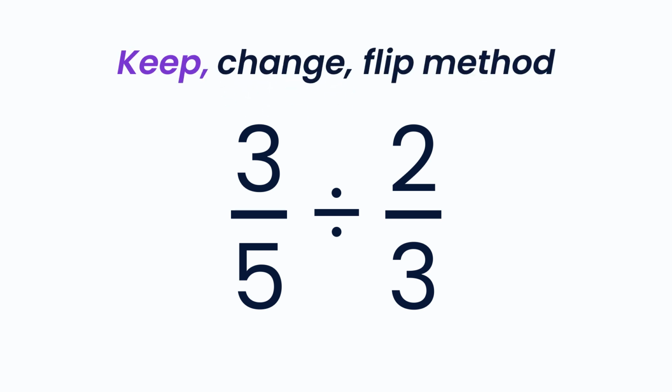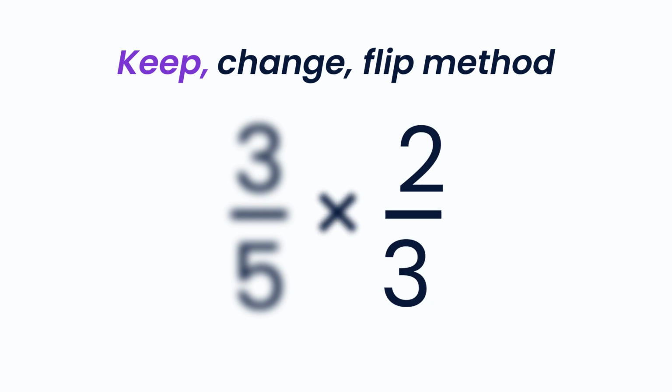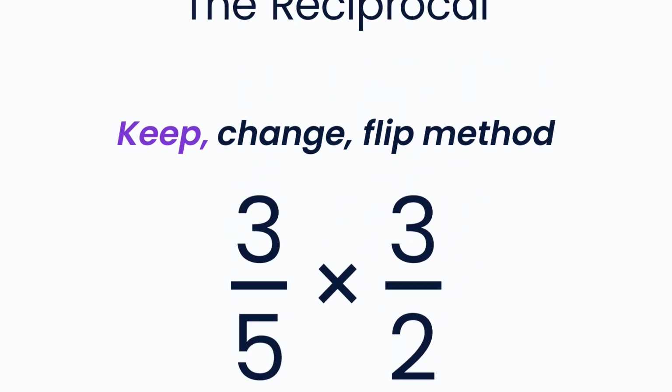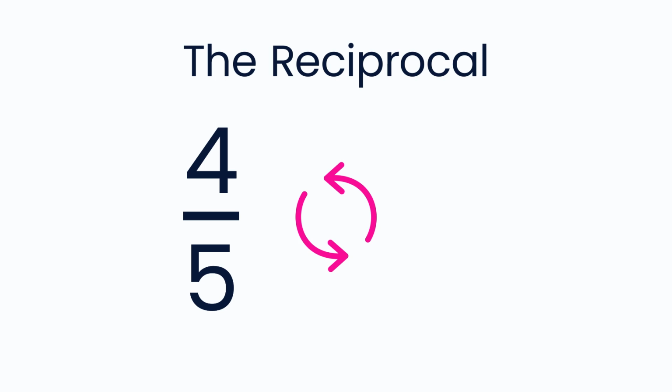It tells you to keep the first fraction, change the division sign into a multiplication sign, and flip the last fraction. Some call this multiplying by the reciprocal. A reciprocal is simply a fraction turned on its head, where the numerator and the denominator switch places. For example, 3/2 is the reciprocal of 2/3, and 4/5 is the reciprocal of 5/4.